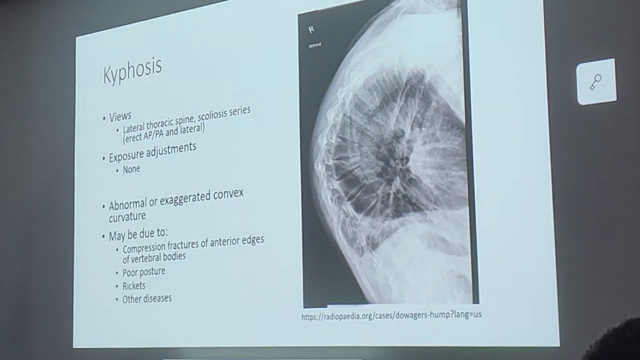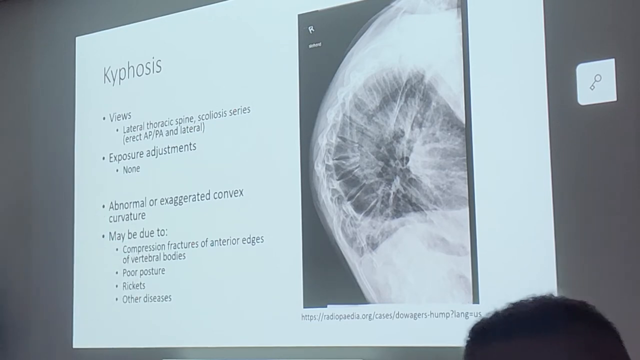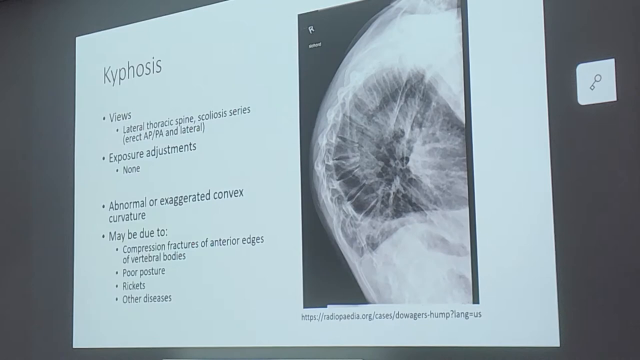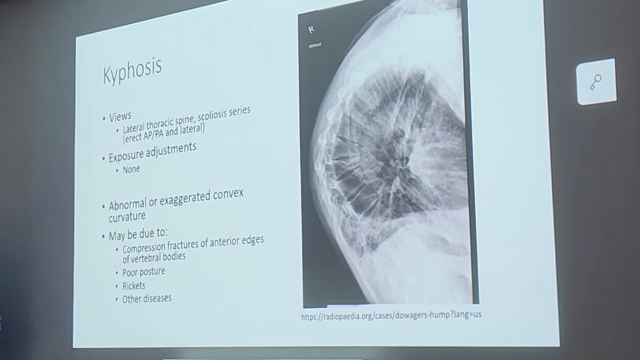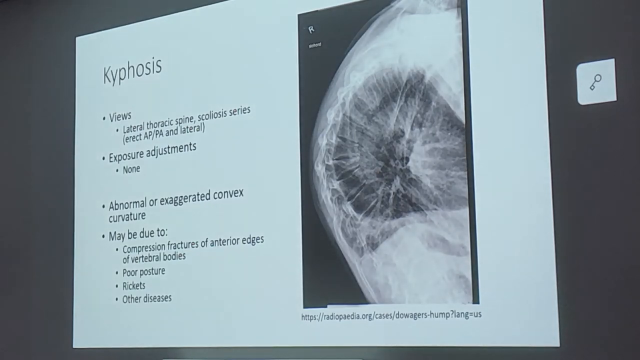So, the T-spine has a natural curve that is kyphotic. If you're looking from the front, it's a concave curve. However, that's not what we're talking about here in terms of kyphosis. Here we're talking about an exaggerated curve.